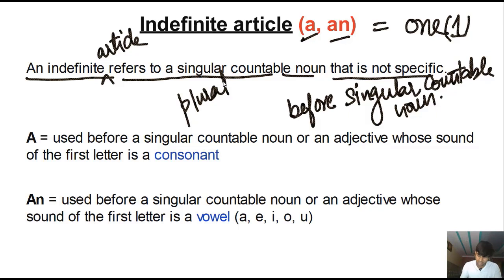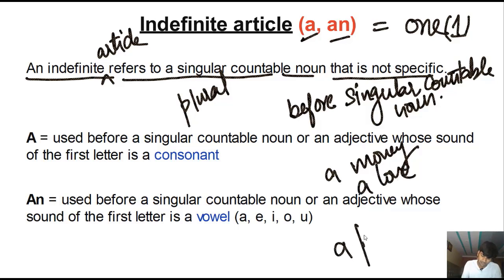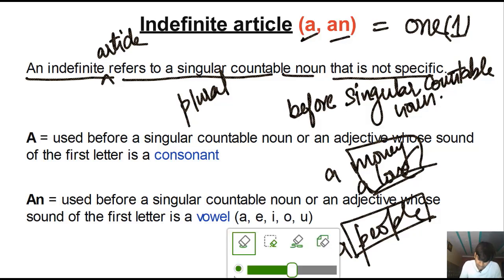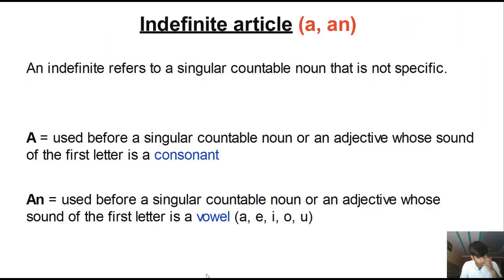Okay. So you cannot say, let me give you some examples. You cannot say a money, give me a money. I have a love for you. You cannot say that, right? You cannot say a people. You cannot say that. So we cannot use it before plural nouns or uncountable nouns. This is something that we have to understand right here.